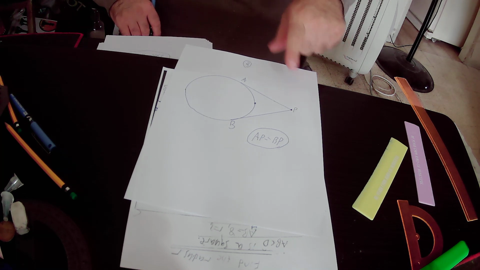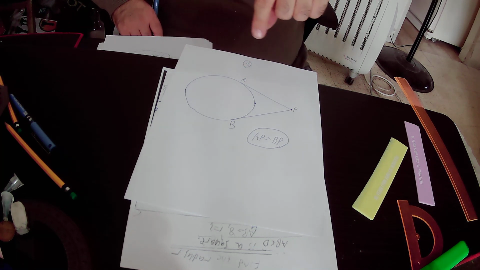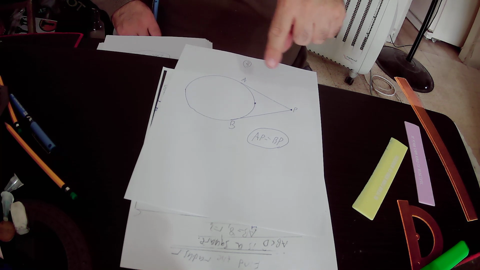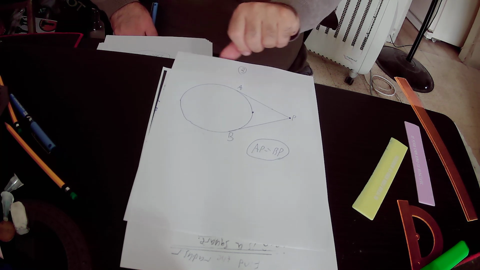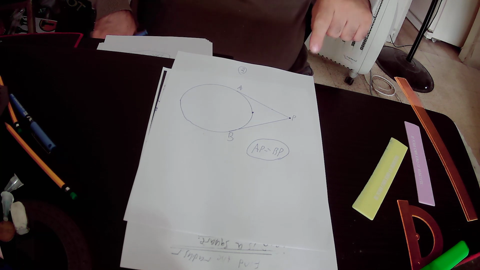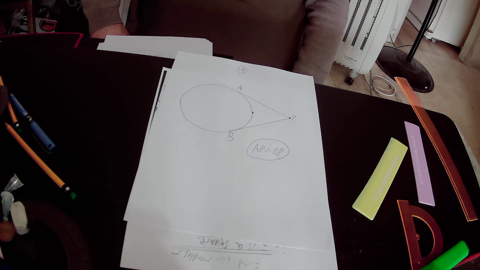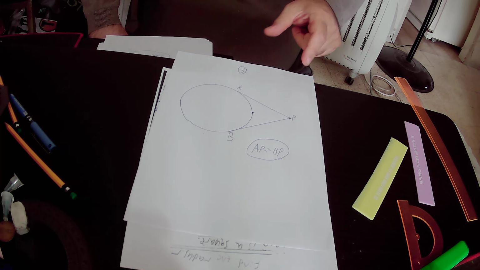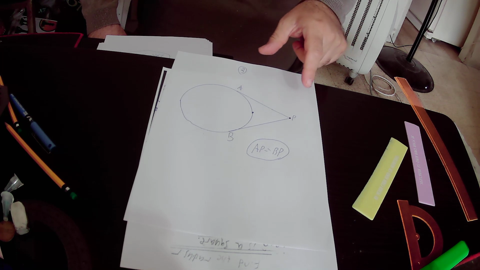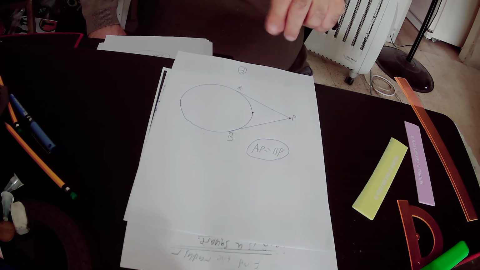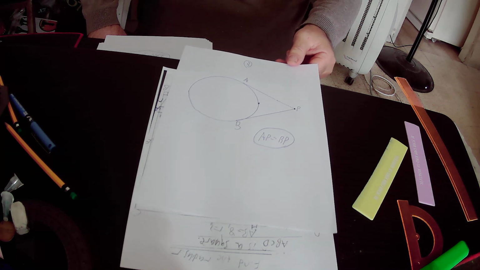We have point P that is an external point in relation to the circle. From point P we drew two tangents, tangent PA and tangent PB. So according to rule number 2, the lengths of those two tangents are equal to each other, that is to say AP equals BP. Okay?